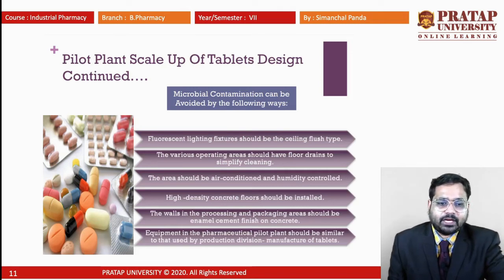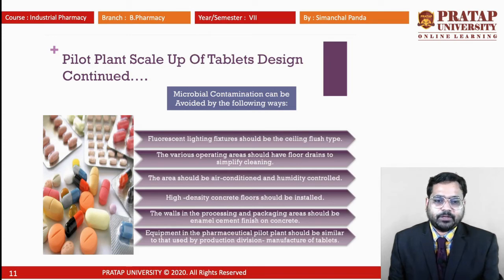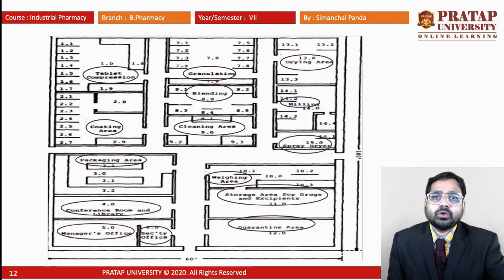Equipment in the pharmaceutical pilot plant should be similar to that used by the production division for manufacture of tablets. There are different equipments which have to be made by the pilot scale technique, and they must meet some GMP standards. Here we have given one example of the pilot scale up technique. There are different chambers we can see, having unidirectional movement, and the tablet compression area is present at the top left. The tablet compression can be done here, and first the material comes from the quarantine area.